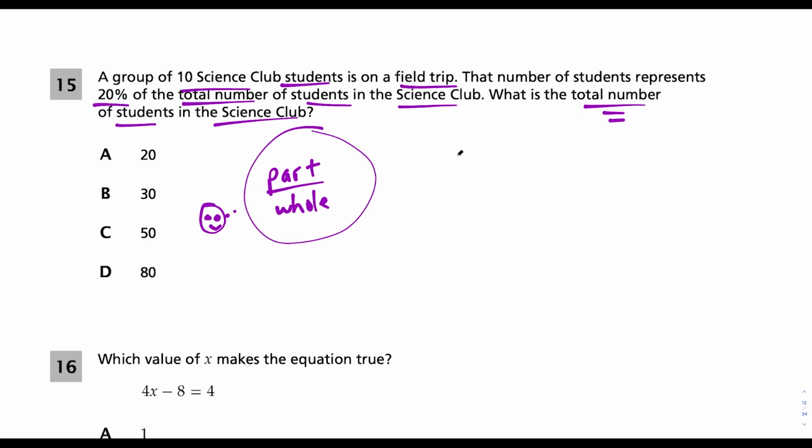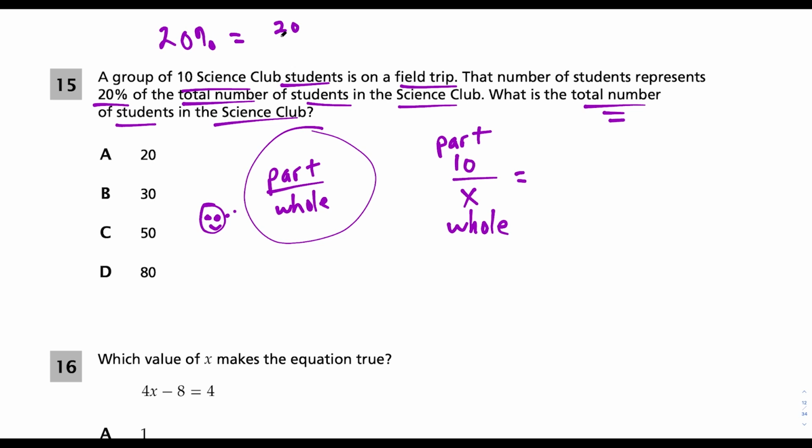So the group of 10 students that are on the trip just represents some of the students that are in the science club. The total number of students, what we're looking for, we're going to call X. So 10 on top is going to represent the part, and X on bottom represents the whole, which is the total number of students. And we're going to set this equal to 20% because we're told only 20% of the students in the club went on the trip.